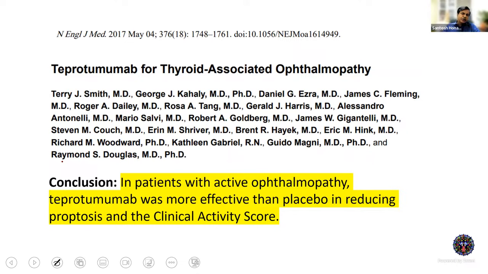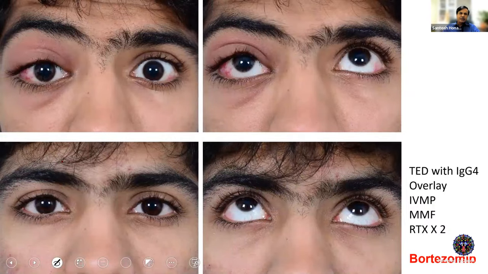Well, it also reduces clinical activity score for which it is used. So all the studies are pointing to the fact that teprotumumab is useful. Something that is new is bortezomib, which is actually a drug that is reserved for IgG4 disease, IgG4 related disease.